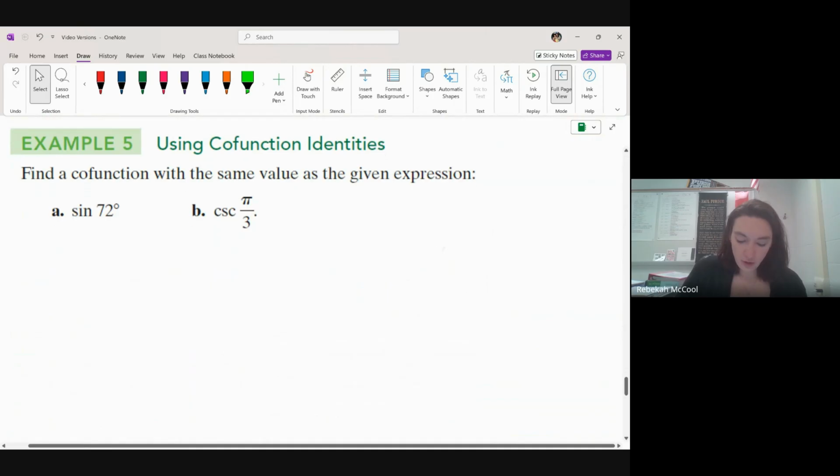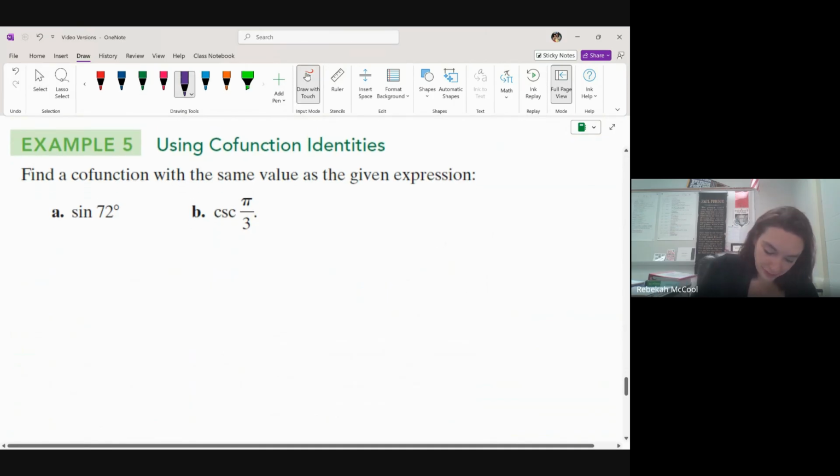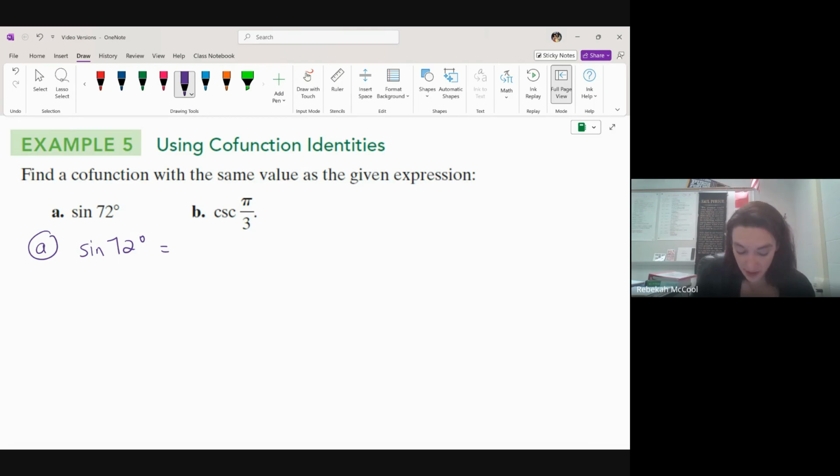So if we want to find a cofunction with the same value, if we've got sine of 72 degrees, its buddy is cosine. So cosine of 90 minus 72, that would be cosine of 18 degrees. It's going to have the same value as sine of 72.